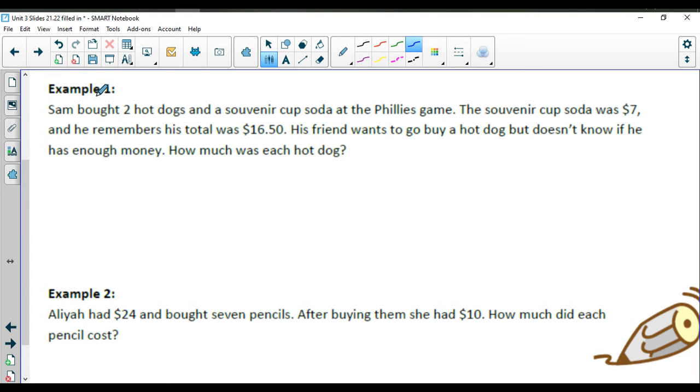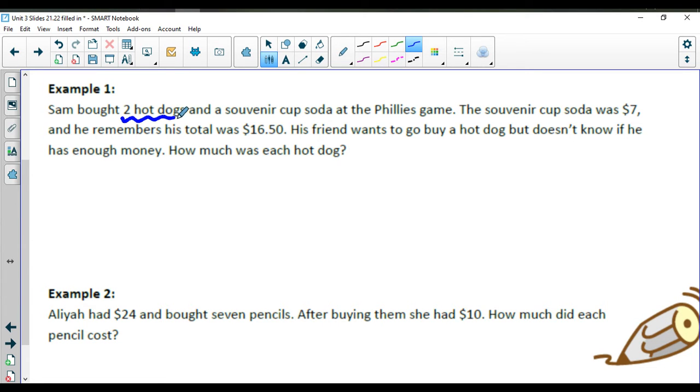So for example 1, Sam bought 2 hot dogs and a souvenir cup soda at the Phillies game. The souvenir cup soda was $7, and he remembers his total was $16.50. His friend wants to go buy a hot dog, but doesn't know if he has enough money. How much was each hot dog? So the hot dog is what we are looking for in terms of price-wise here.